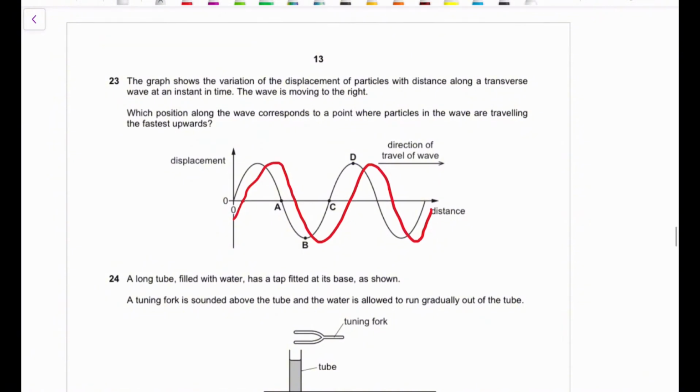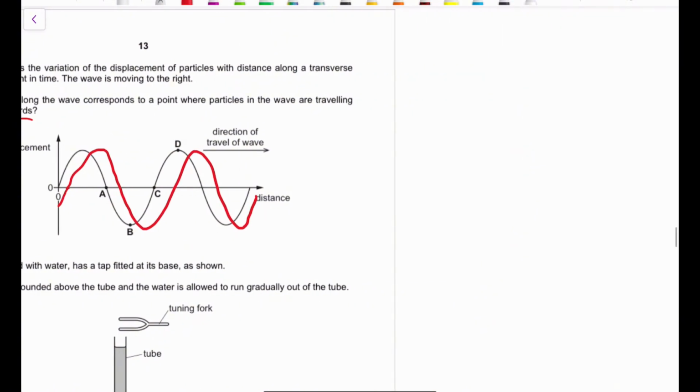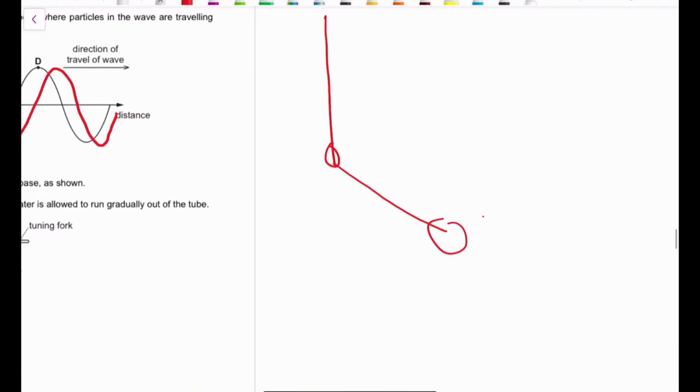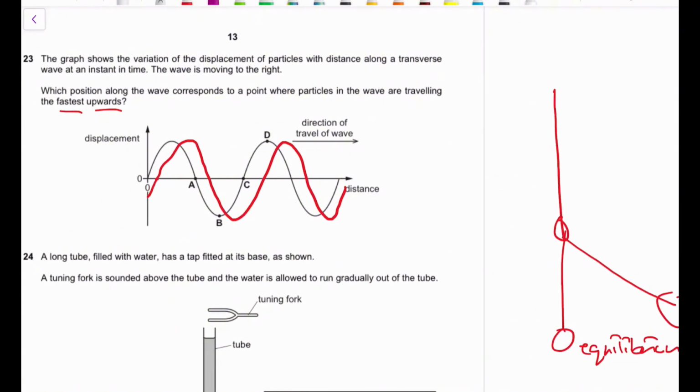And how do I know which one is moving fastest? We have two components here, the word fastest and the word upwards, and we have to decide which is correct and which is wrong. Fastest requires something that is at equilibrium. Why? Let's take, for example, a pendulum. It moves to this displacement, but as it arrives here, the value of its v is going to be zero because it has its maximum gravitational potential energy. It has the highest velocity at its equilibrium point. So we need particles that are at equilibrium to even consider them as having the fastest speed.